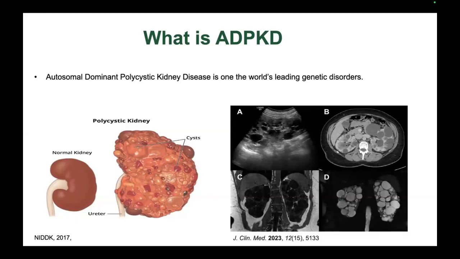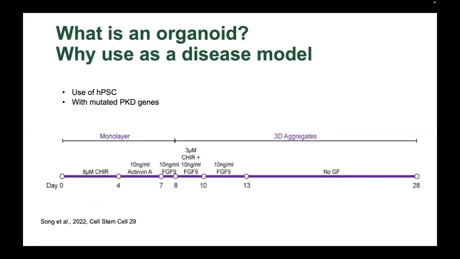which creates a high demand and cause for research. And so I want to give a background of what is the organoid and why do we use that as a disease model? So we use HPSCs, human pluripotent stem cells, and generate mutations in the PKD1 or PKD2 genes. And we use these organoids as a disease model.